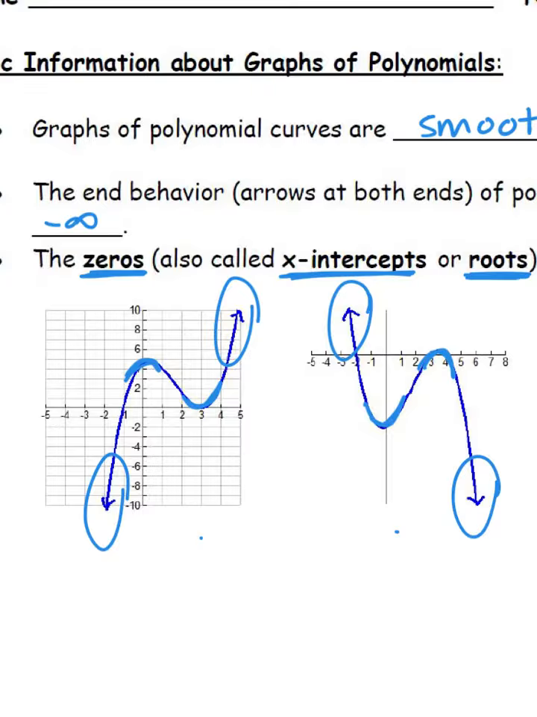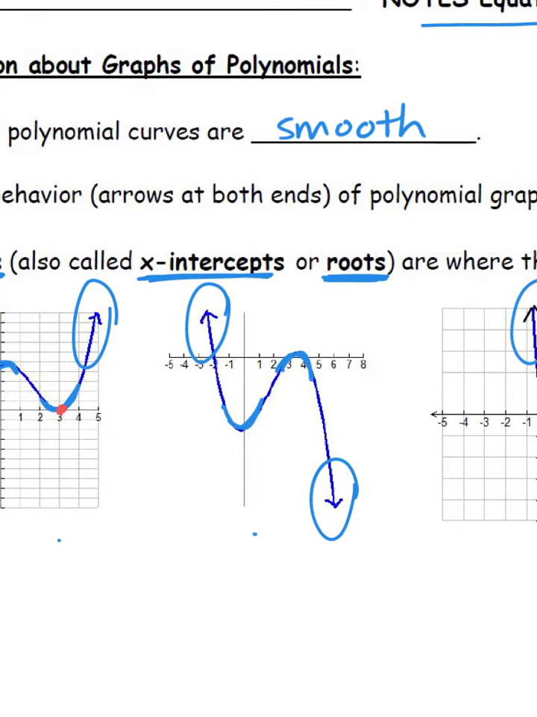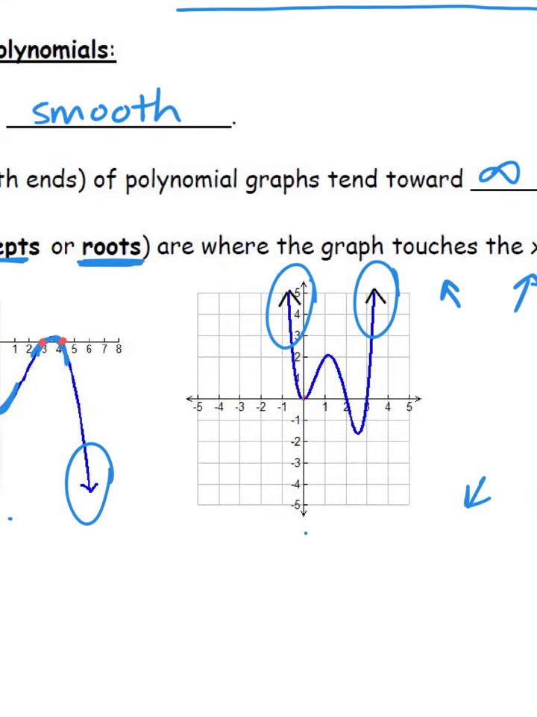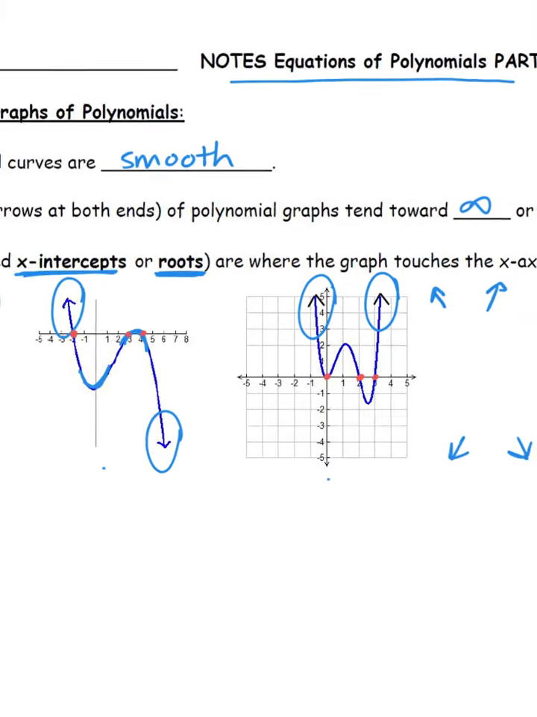So this first graph has 2 zeros or 2 x-intercepts. The second graph, there's 1 here, 1 here, and 1 here. That has 3 x-intercepts. The third graph, there's 1 here, here, and here. That has 3 x-intercepts. All right.